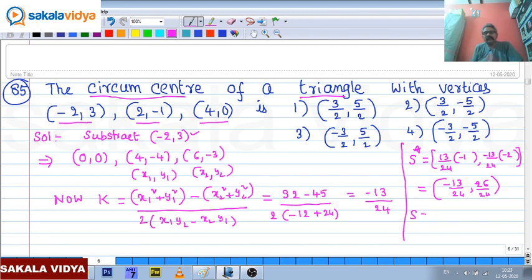So S is equal to minus 13 by 24, 26 by 24, plus what we have subtracted, minus 2 comma 3. Add minus 2 comma 3. Then you will get the answer. You try it.